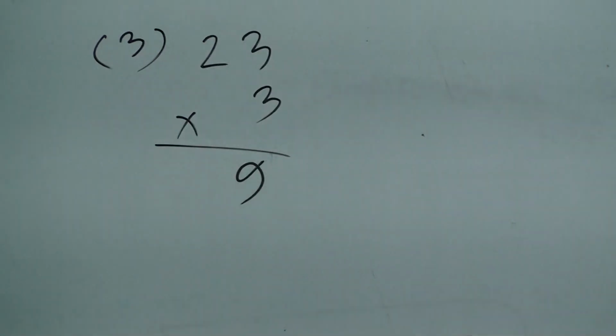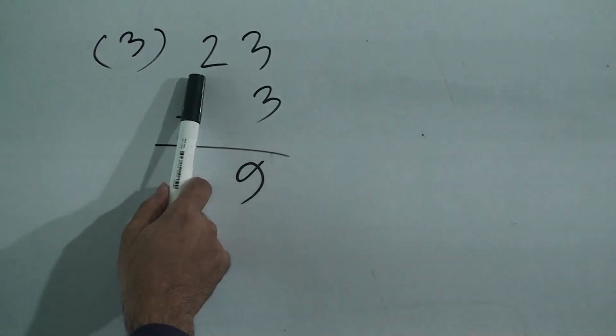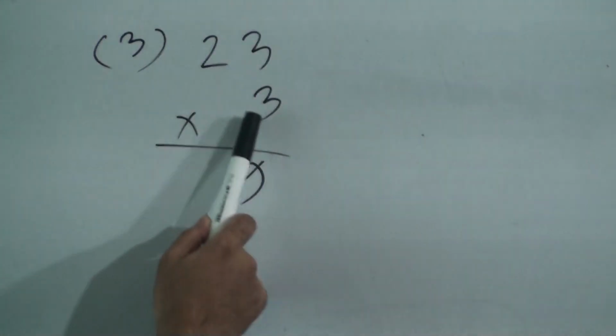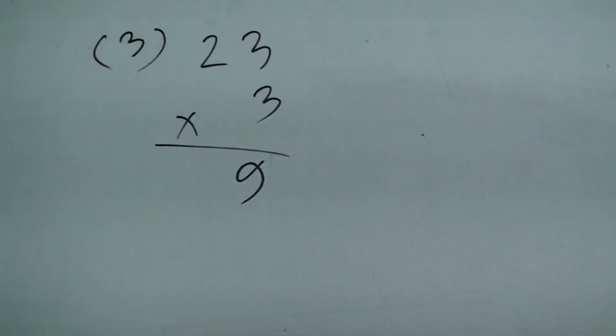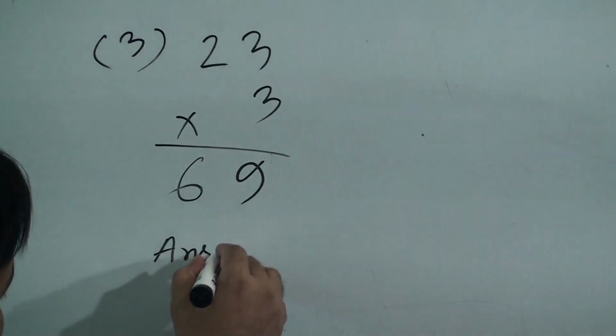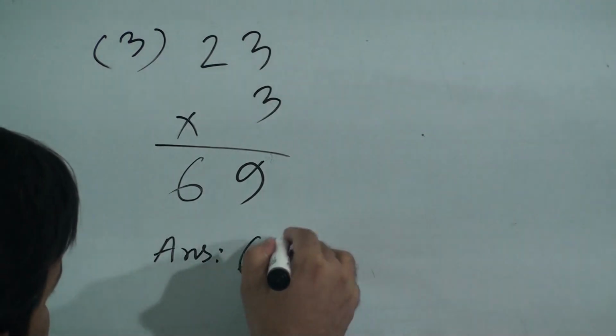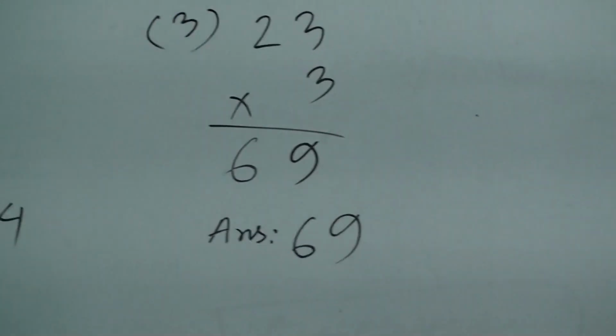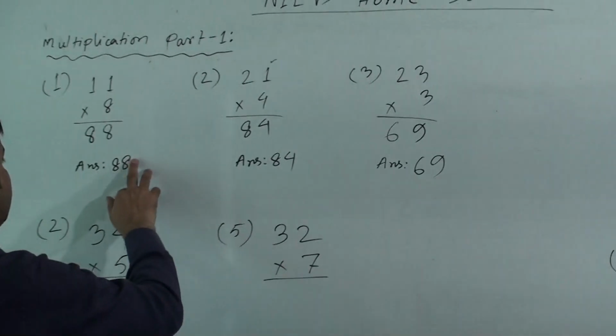What is the next one? Next one is 2. It means tens place is 2. Now multiply 2 and 3. So say the times table of 3 up to 2. 3 zeros are 0, 3 ones are 3, 3 twos are 6. So we can write here 6. So the answer of this question, it means the product is 69. Okay dear students, now let us see next question.